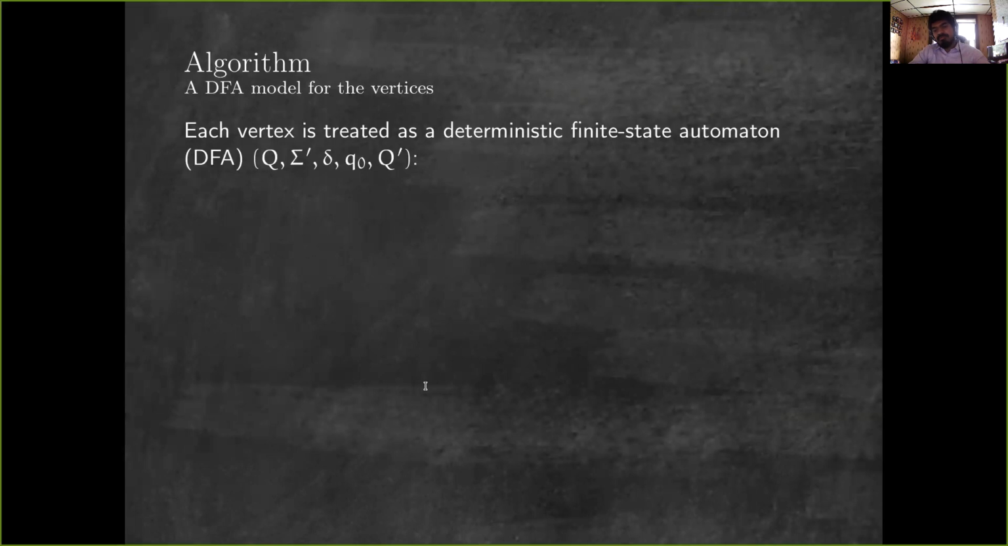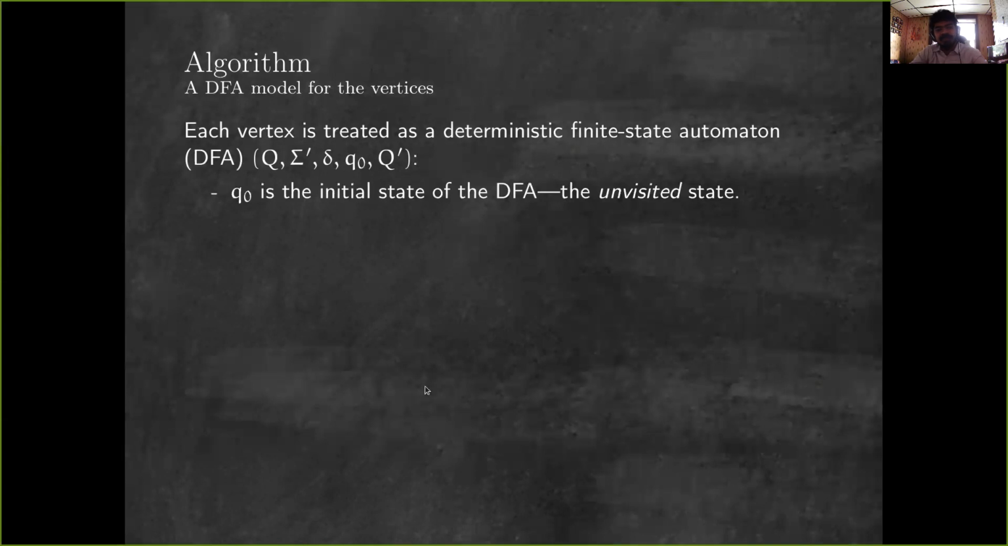So in this paper, we propose a deterministic finite state automaton, or a DFA model, for each vertex. Each vertex in the graph is treated as a separate DFA. A DFA is formally described with 5 parameters, and we briefly gloss over 3 of those here. Q0 is the initial state of each vertex, that is, this is referred to as the unvisited state. Before making any graph traversal, we do not have any information on any of the vertices yet, so each DFA in the graph starts from this state.